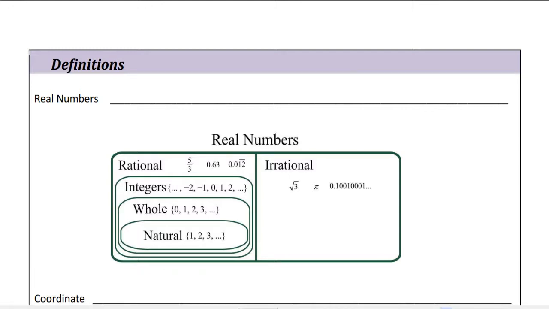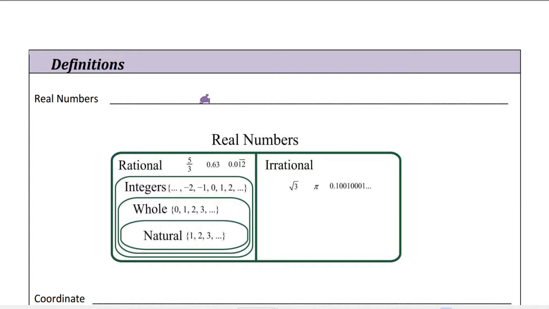Hi everyone. So in this lecture we're going to talk about numbers and the different kinds of numbers that you'll encounter in this course. So the first type I want to talk about are real numbers. So what are real numbers? These are just numbers that can be represented with points on a real number line.